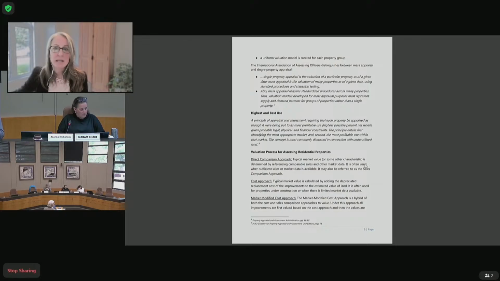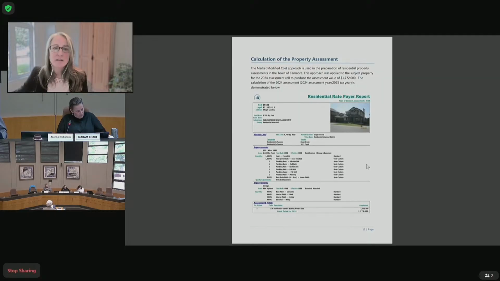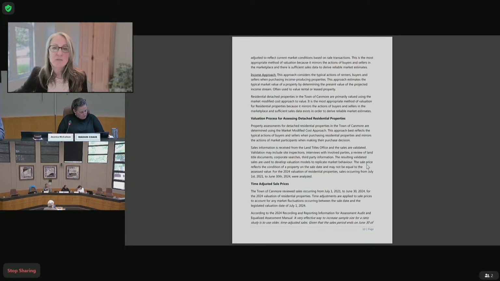So now on pages 10 through 12, the market modified cost approach is used for the subject property in the valuation for the assessment. This approach blends the replacement cost estimates with adjustments derived from local validated market sales. It mirrors real buyer and seller behavior in the town of Canmore's housing market, and it is the most appropriate valuation method for detached residential properties within the town of Canmore.